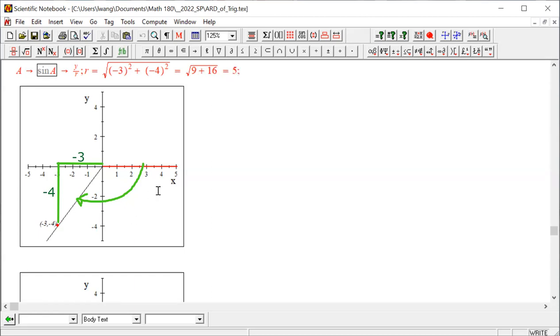So now this angle A, sine of A is equal to y over r. What is y? Y is -4. So -4 over r. R is 5. You see, the terminal of the angle that ends in the third quadrant, sine is negative. Sine is negative. Okay. Now, continue.